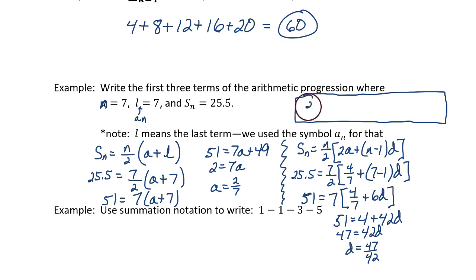The first number is 2/7. Then take a calculator and go 2/7 plus 47 over 42. We get 59 over 42. Then add 47 over 42 to that, and we get 106 over 42, which reduces to 53 over 21. Here are the first 3 numbers in the list.